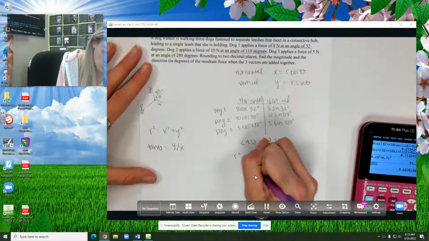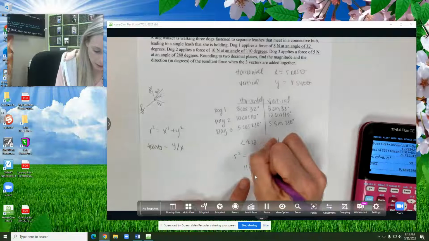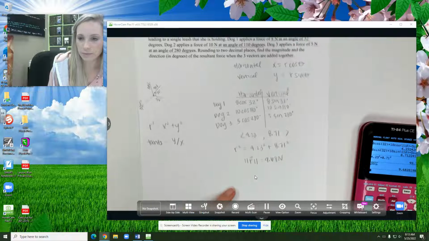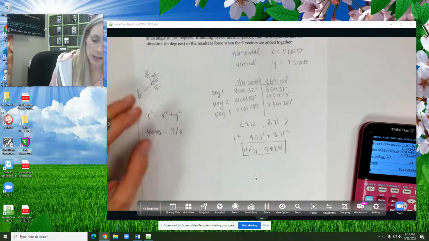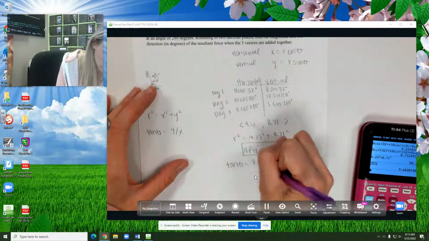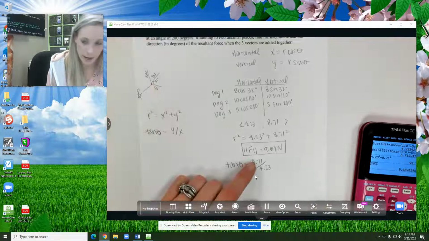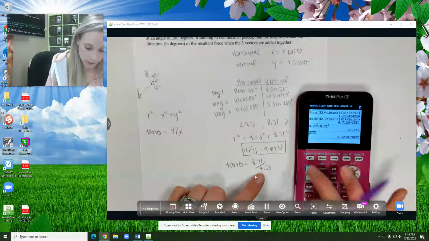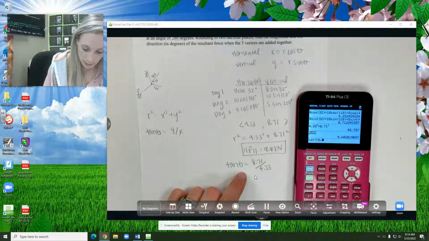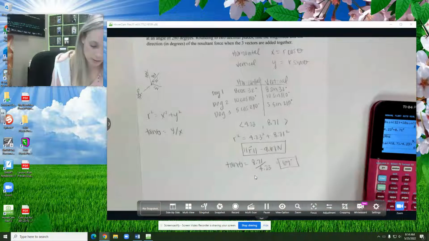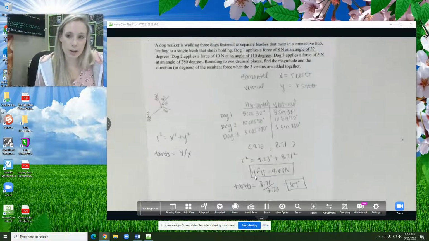Our magnitude, that's the notation for magnitude, is 9.68 newtons. Then we need to find our direction. Our direction, tangent of theta, is y, which is 8.71, divided by 4.23. That's our x. Y divided by x. Inverse tangent that to get theta alone. 8.71 divided by 4.23. And we get 64 degrees. There's our magnitude and our direction.